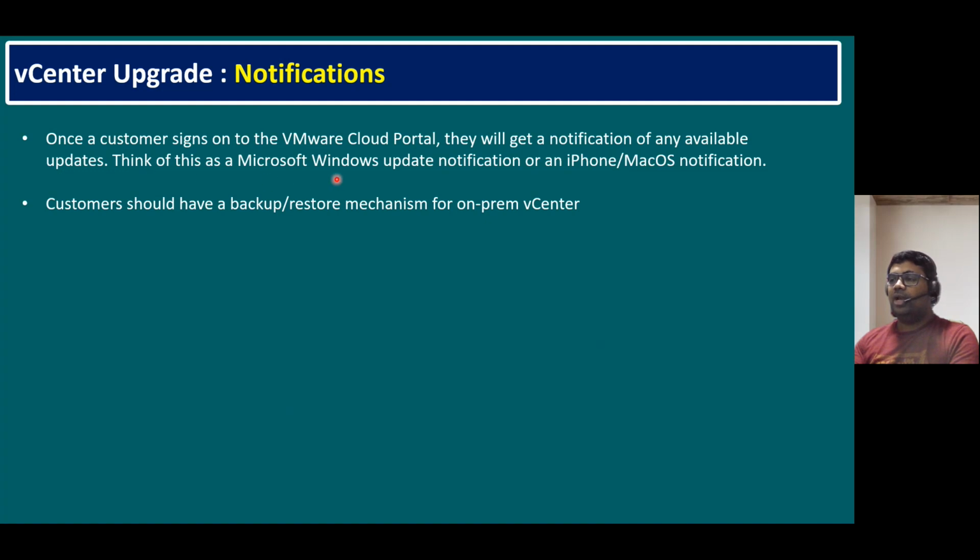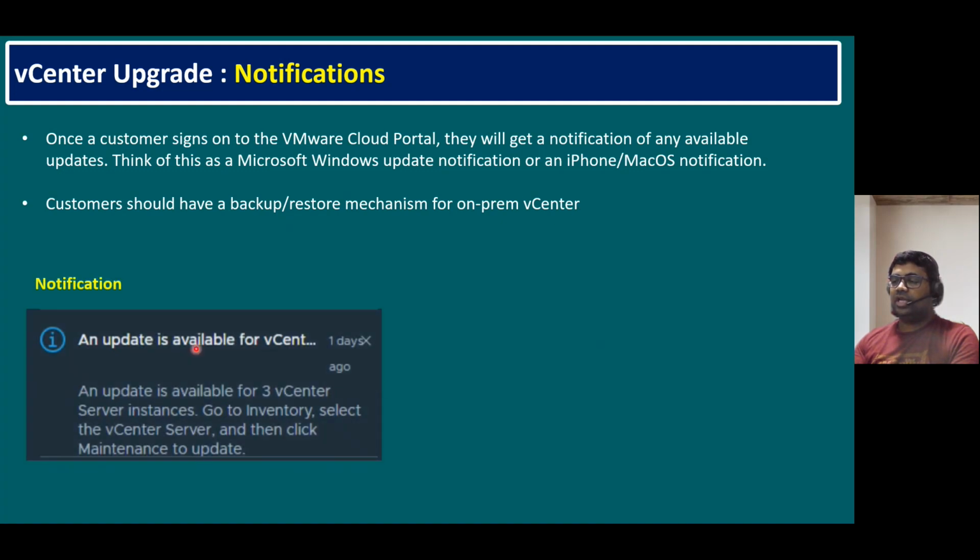Think of this as a Microsoft Windows update notification. Like on our Windows servers, we get an update notification that updates are available. Or on an iPhone, macOS, or any Android phone, if any application provides a latest patch, you get a notification that new updates are available. In the same way, our VMware Cloud Portal also provides notifications for our vCenter Server. And customers should have a backup and restore mechanism for on-premises vCenter.